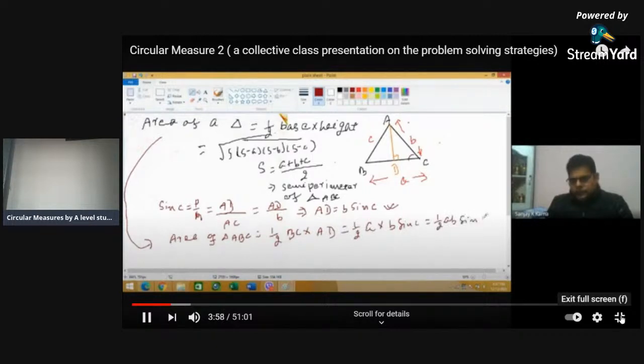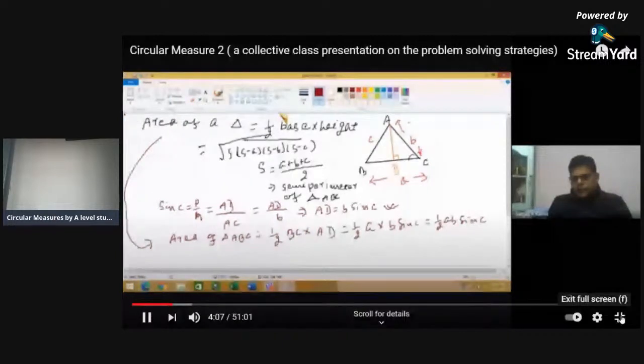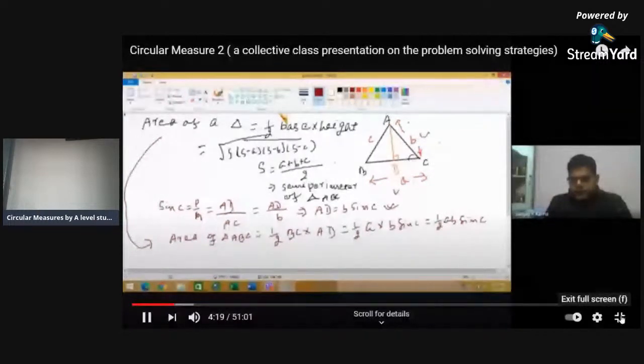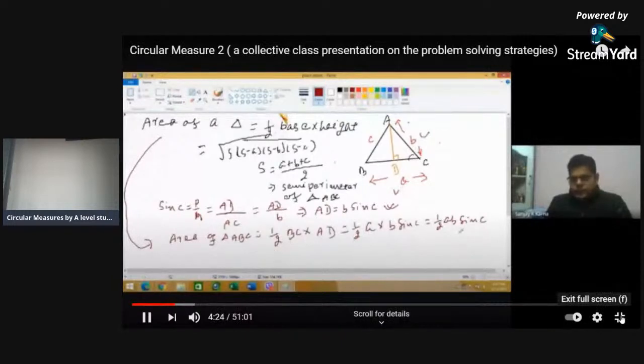Alright. What you can see here is that the area of the triangle is also given by half times a and b times the sine of the angle between the sides of length a and b. You can see here this is angle C, that is sine C, and the angle C is between the sides of length a and b. So in this form we have got the area of triangle ABC.